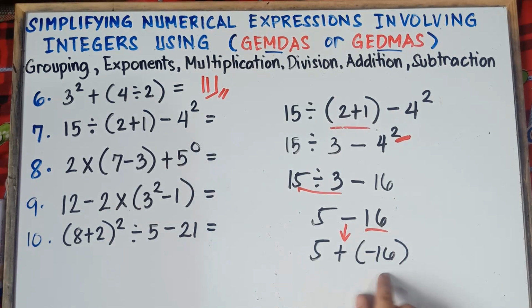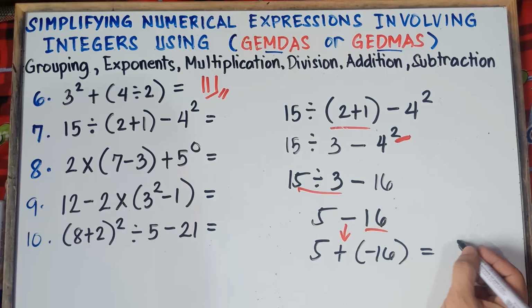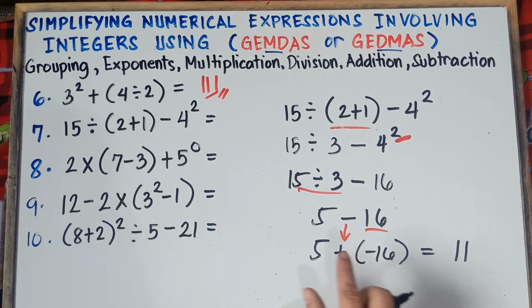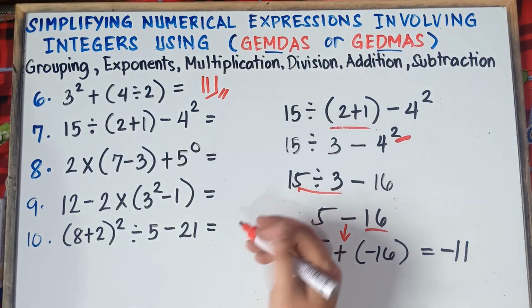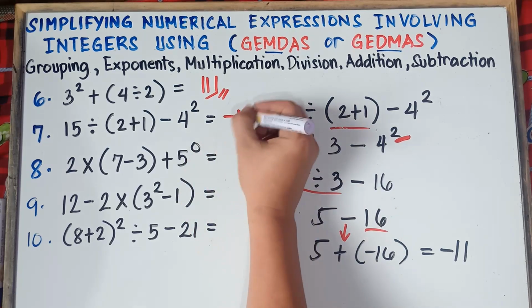If they don't have the same sign, subtract. 16 minus 5, that would be 11. Now 16 is greater than 5. We copy the sign of 16. So therefore, the answer is negative 11. Alright, so the answer with regards to number 7, that would be negative 11.